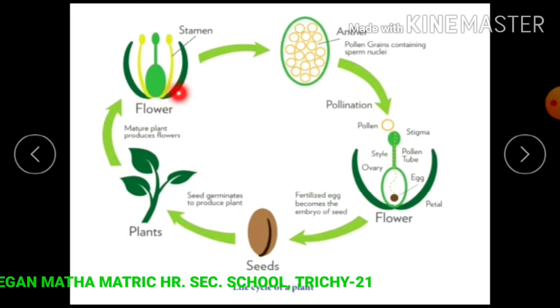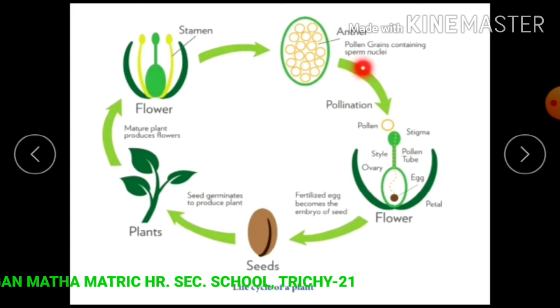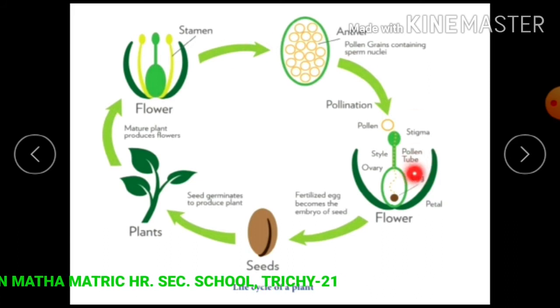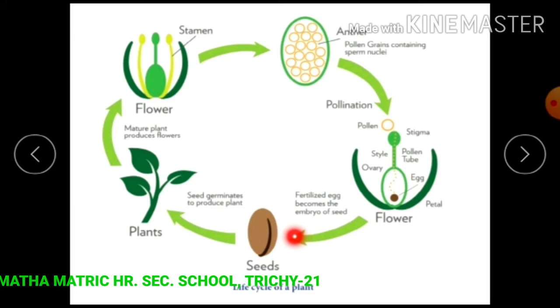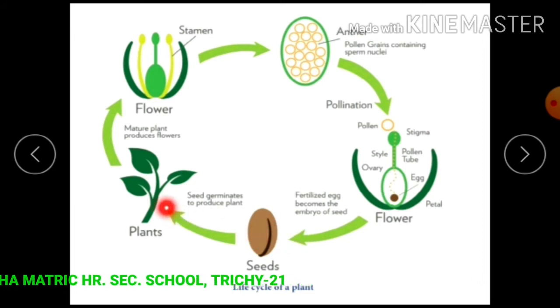Flower to seed through pollination and fertilization. Seed germinates to produce a plant. Mature plant produces flower.